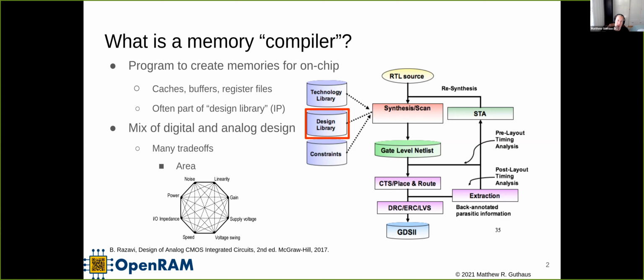Now I also want to emphasize that I'm really focusing on just single array generation. I'm not focusing on caches right now or very specific memories like highly ported register files. Those are all on the roadmap. I'm actually working with a student in Turkey to make a cache generator using OpenRAM, but that's a higher level optimization.